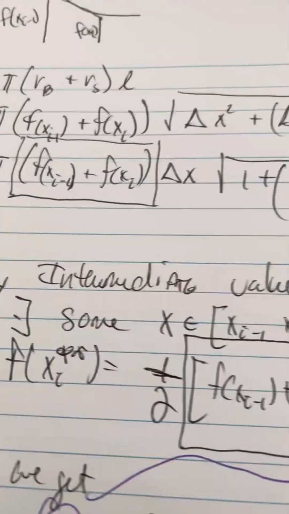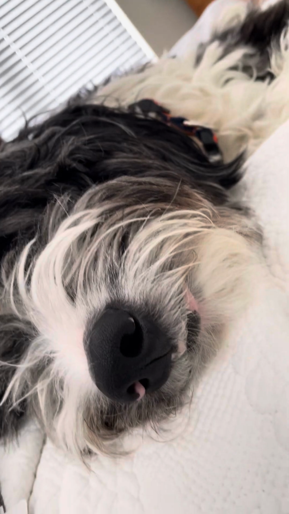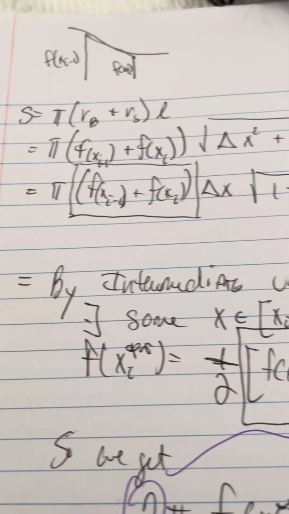So we need to start off with an obvious distraction, my dog. All right, so here we go. One more look at Gracie. She was laying on my notebook for a minute, so I had to move the notebook.